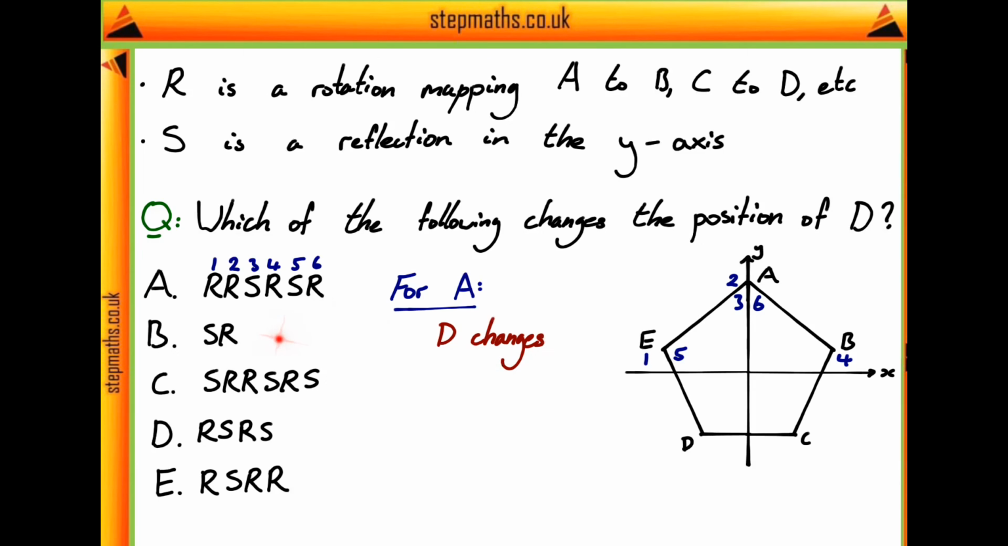Now, of course, if you like, you can move through the other options and check that they're going to leave the position of D unchanged. But just for the sake of this video, since we've found the one which leaves D in a different position, then we can leave it there. So our final answer is just going to be A.